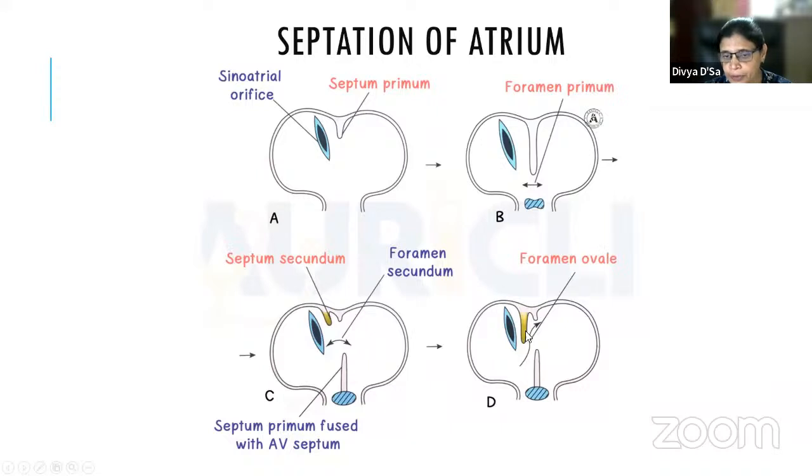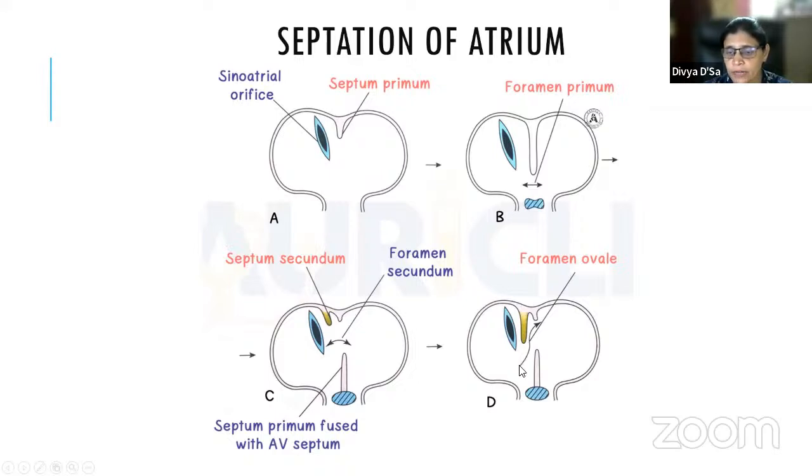So this gap between the septum primum and the septum secundum, we call it the foramen ovale. Till birth, this foramen ovale remains patent, from which blood from the right atrium will be shunted to the left atrium. So this is the fourth step. This is the formation.